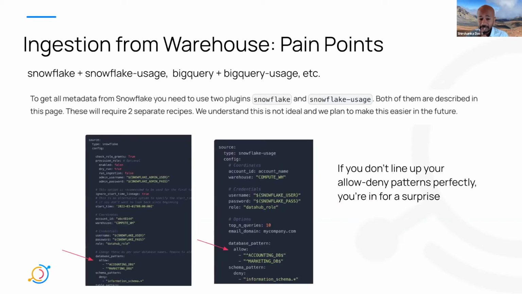Next slide. There's another common mistake that people end up making, which is that the allow deny patterns have to be configured twice, once for the Snowflake source and once for the Snowflake usage source. And if you don't line them up exactly the same way, you can get usage for some tables and then metadata for others, or vice versa. And it's a mess. So those are two common problems that people run into with the split connector approach.